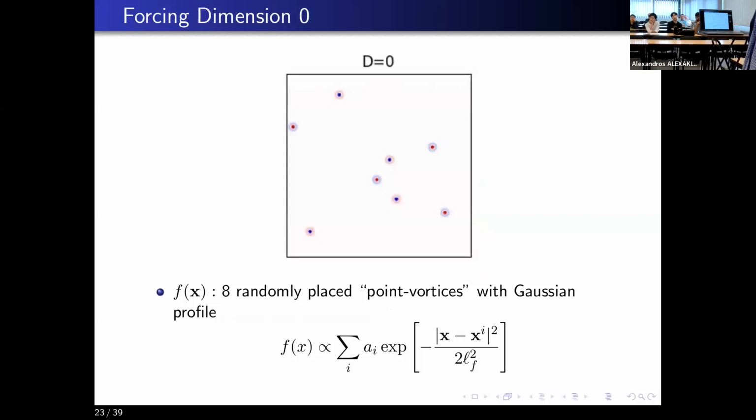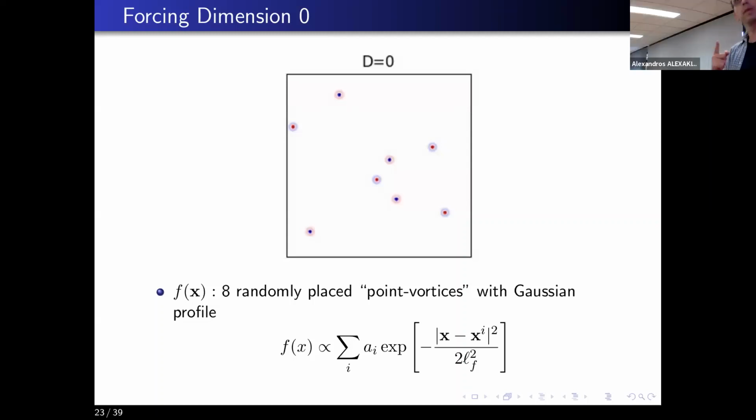The other simple thing we can do is dimension 0. What does dimension 0 mean? It means points. So we will be putting 8 points in my domain, randomly placed. And by point, it's not exactly a point, it's actually a Gaussian that has a width of LF. Then this forcing pattern, I will be moving it randomly in space. It's a very slow random walk. At the same time, it will change values to positive and negative values. So I'm fixing the energy injection rate.